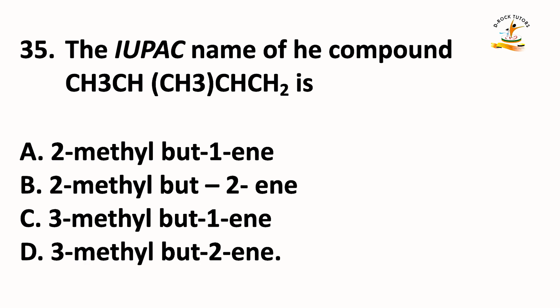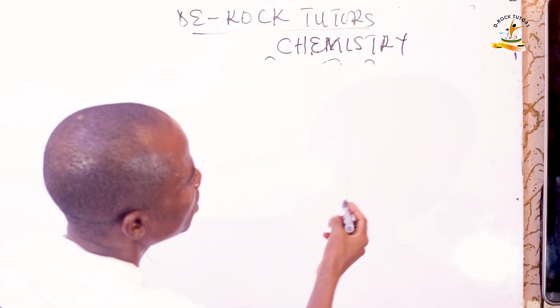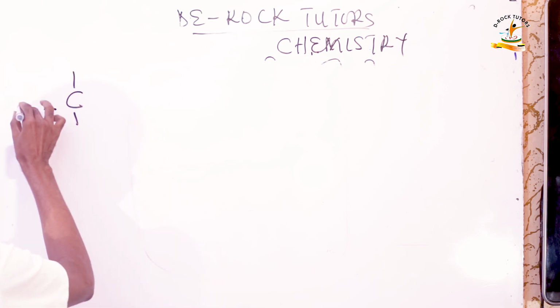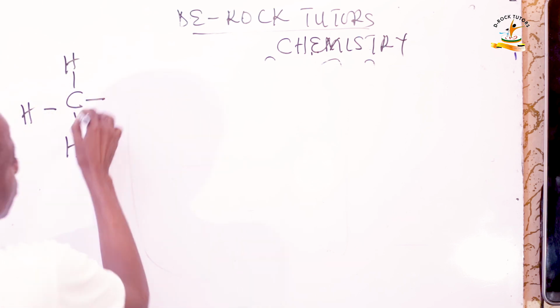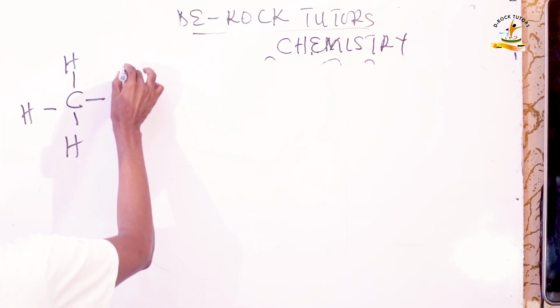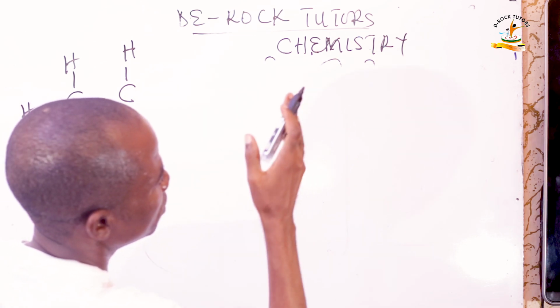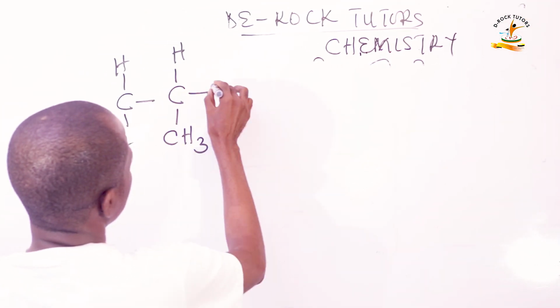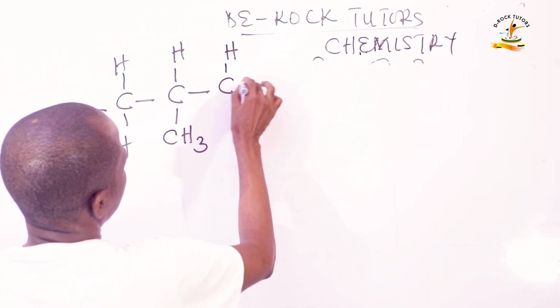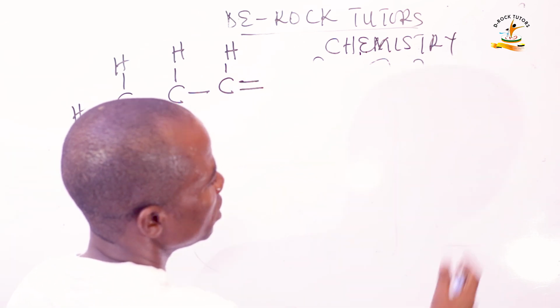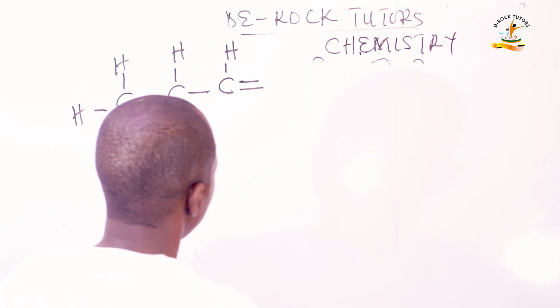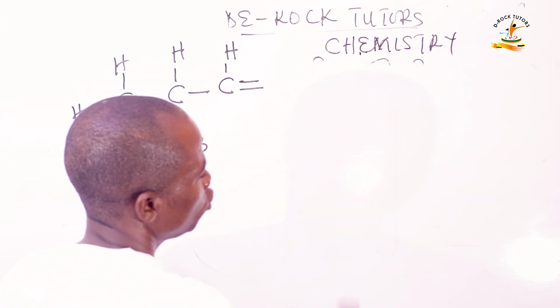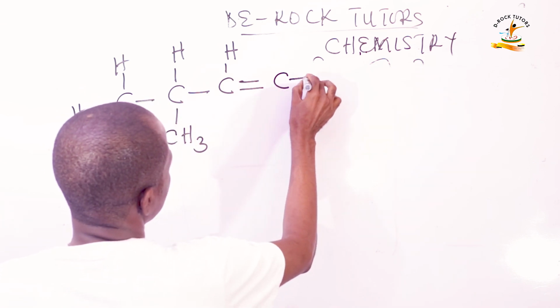The IUPAC name of the compound. Let's take a look at the board once more to write the molecular structure down. CH3 can be written like this, CH3, then CH, so the CH3 is a substituent, then CH, that's C, hydrogen, then a double bond. Immediately, CH2 is the last one. We know it's going to be a double bond because if it started as a single bond, it would end with CH3. So this is CH2.